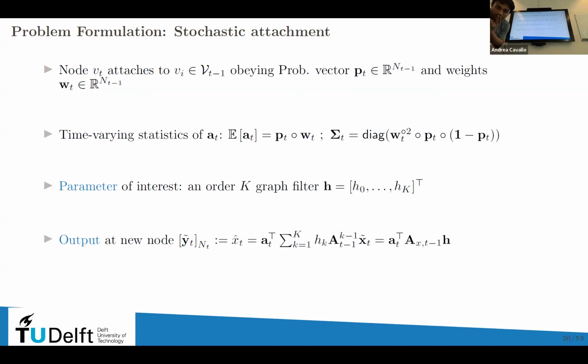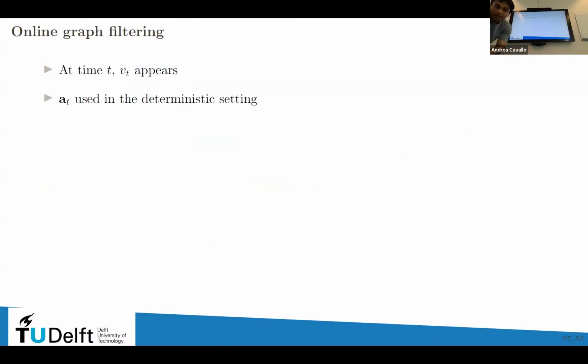And the output at the new node, you can write down once you plug it into the expression of the graph filter. This is the output, which is deterministic for a deterministic case. But if you have a stochastic case, then a_t is random, so you need to analyze it in its expectation.